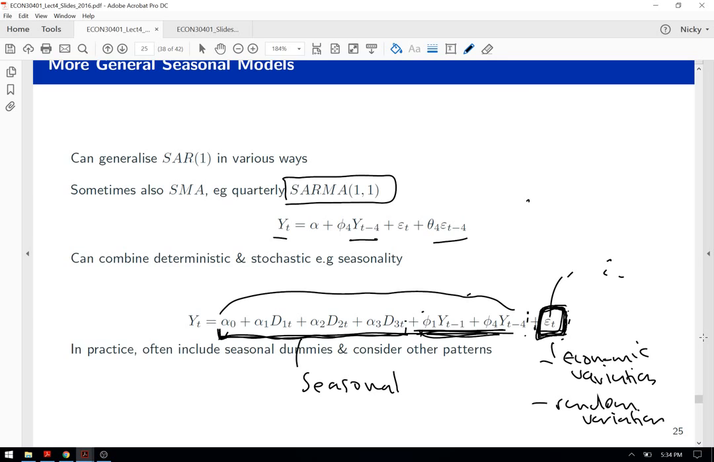So they may regress epsilon t of retail sales on epsilon t of industrial sales. This would be the variation in industrial sales over and above the seasonality, and this would be the variation in retail sales over and above seasonality. They then look to see if there is any relationship between these two variables, having both removed all this seasonality.